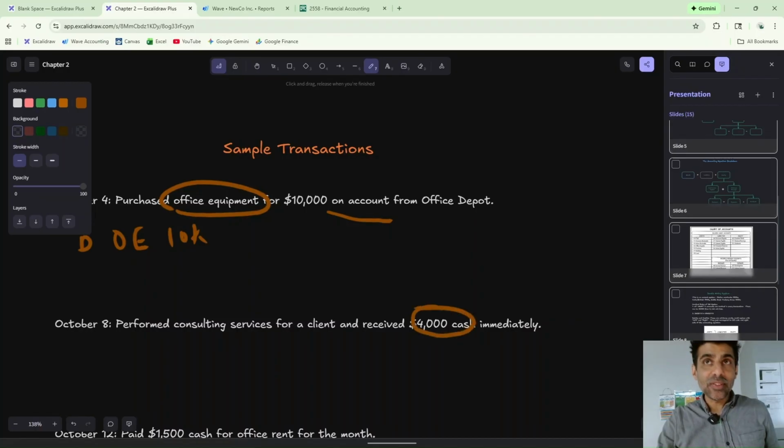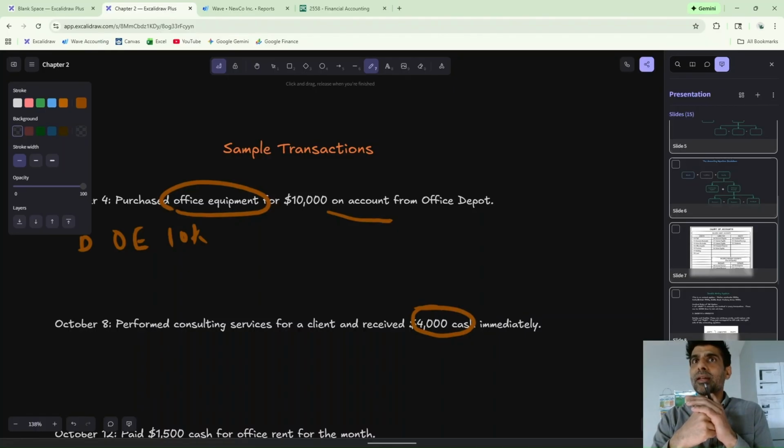$4,000 cash you received. Cash is an asset. It's going up. So is that a debit or a credit? Debit, right. So we know we're going to debit cash 4,000. And Chris said service revenue. We're earning revenue. Is that a credit normal or a debit normal account?